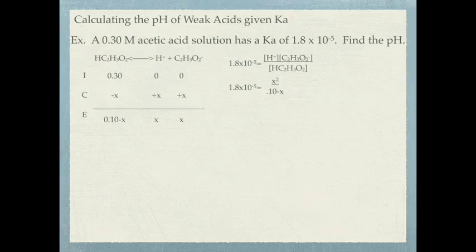Therefore, I can ignore the minus x right there, and I can easily solve for x now by multiplying 1.8 times 10 to the negative fifth by 0.30 and then taking the square root of that. And so I get x equals 0.0023. Now you might be tempted to want to be done at this point. However, notice that's just my concentration of hydrogen ions, not my pH. So to find pH, what you need to do is take the negative log of 0.0023, and what you get is 2.64 for your pH.